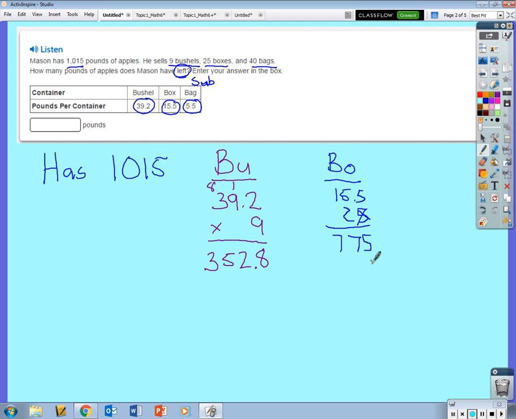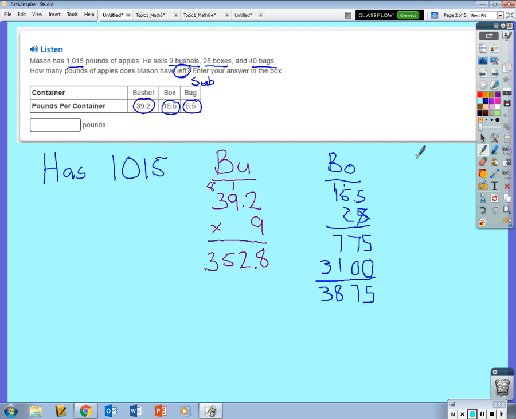I will annex a 0 here to hold that place value. 2 times 5 is 10. Move the 1, 10. 2 times 5 is 10, plus 1 is 11. That gives me 3. Add this up. I get 5, 7, 8, and 3. Don't forget that decimal point up here. Move it over. So guess what? He sold 387.5 pounds of apples when they came in the box form.